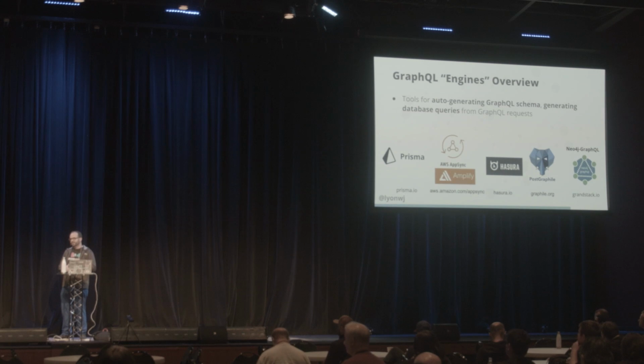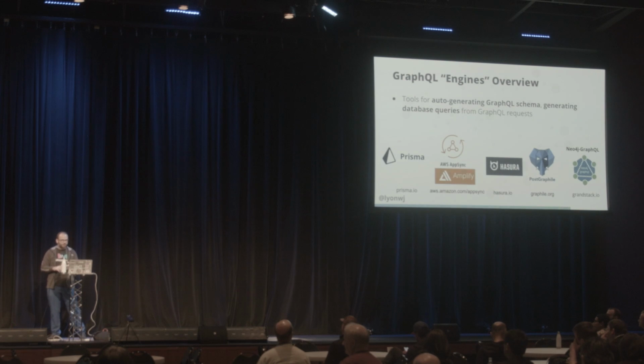So yeah, there's lots of different tooling. They don't all have the same features. That schema directive for custom logic thing that we looked at, that's specific to Neo4j GraphQL, but yeah, there's lots of tooling out there.